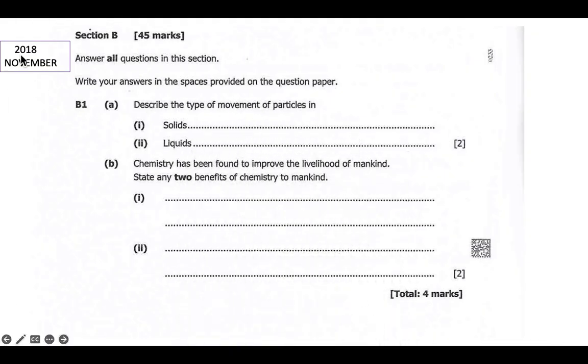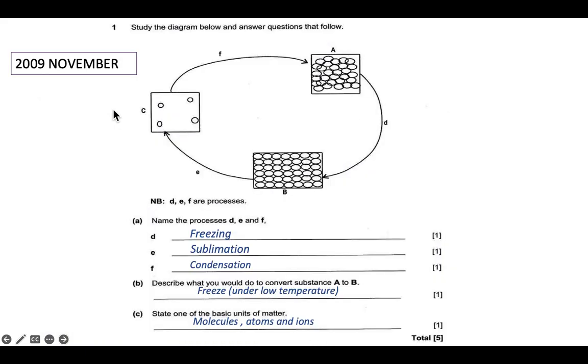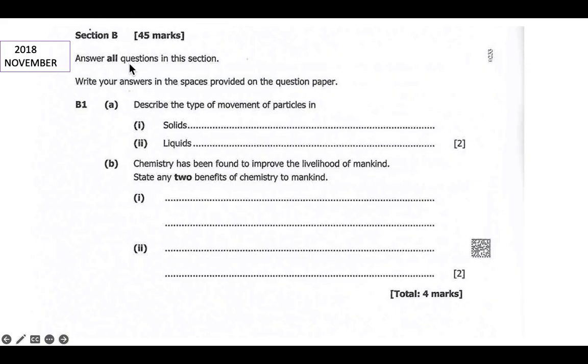So this is coming from 2018 November. In section B, answer all questions. Write your answers in the spaces provided in the question paper. So this is always B1. Take note that this is B1, even the previous one was B1. So whenever you are looking at B1, you can expect this question.